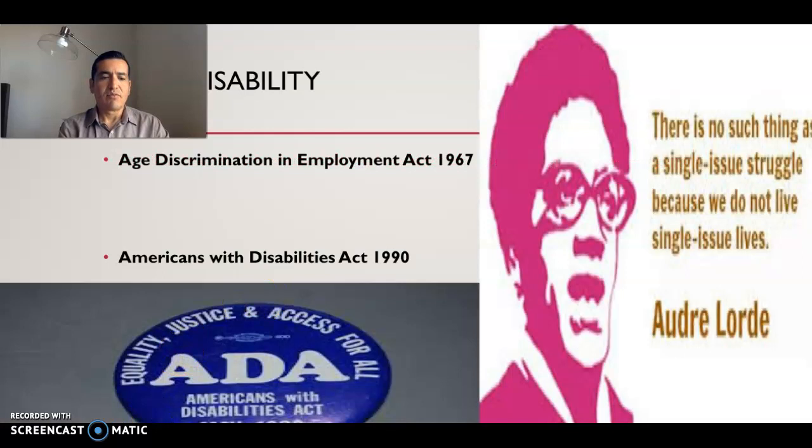And so we will pause there as we think about the words of Audre Lorde, that there's no such thing as a single issue struggle. We do not live single issue lives. We are all very multifaceted. We live and we exist. We embody multiple forms of difference. And those multiple forms of difference place us in a certain political vector in society.